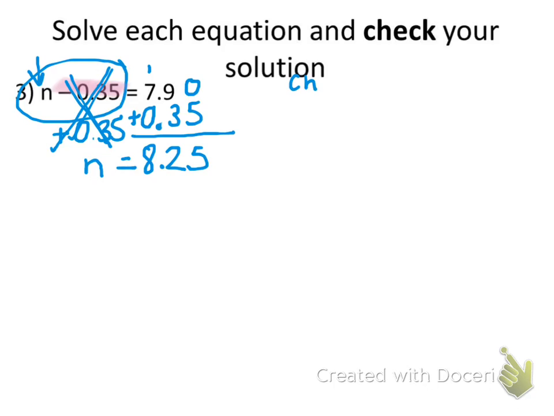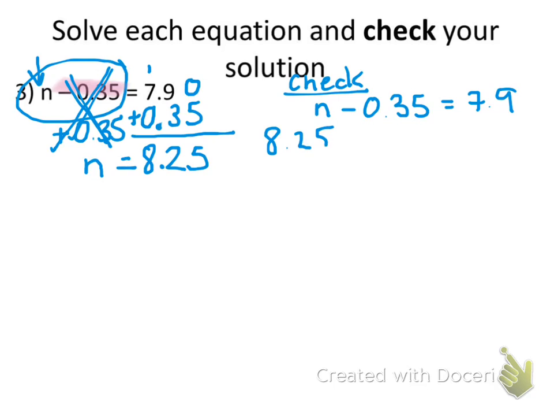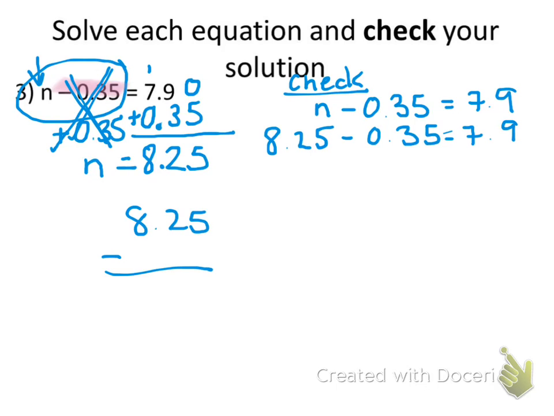Now I need to do my check. So I start by writing my equation: n minus 0 and 35 hundredths is equal to 7 and 9 tenths. And now I'm going to substitute 8 and 25 hundredths minus 0 and 35 hundredths equals 7 and 9 tenths. All right, now I'm going to do the subtraction for these two. So 8 and 25 hundredths minus 0 and 35 hundredths.